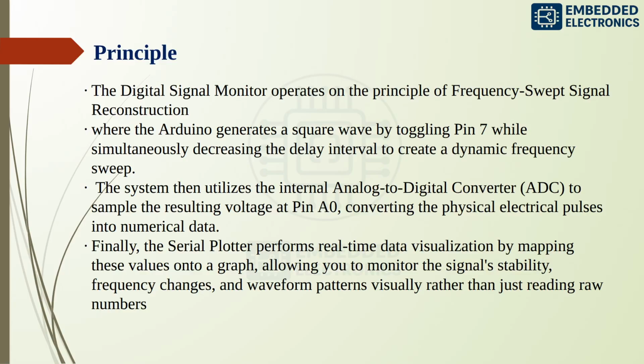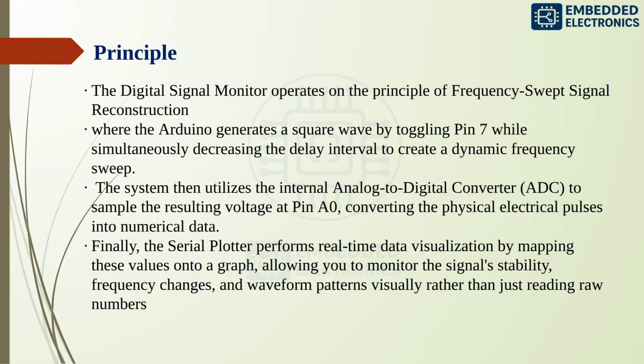So here the Arduino generates a square wave by toggling pin 7. We connected the oscilloscope to pin 7 and the resistor to pin 7, while simultaneously decreasing the delay interval to create a dynamic frequency sweep. The system then utilizes the internal ADC, meaning analog to digital converter, to sample the resulting voltage at pin A0, converting the physical electrical pulses into numerical data.